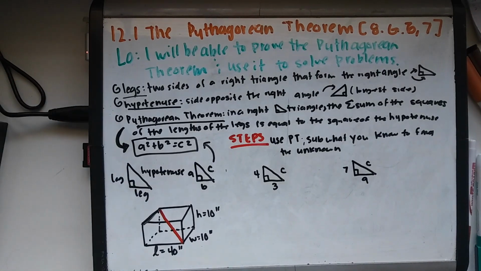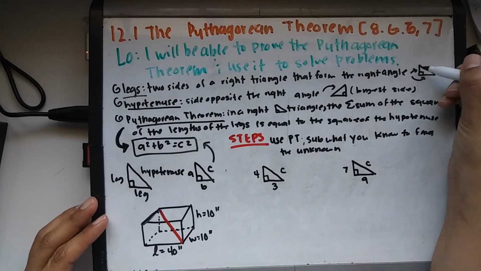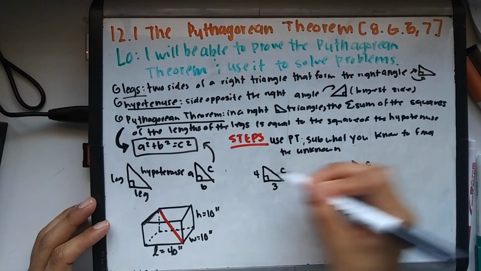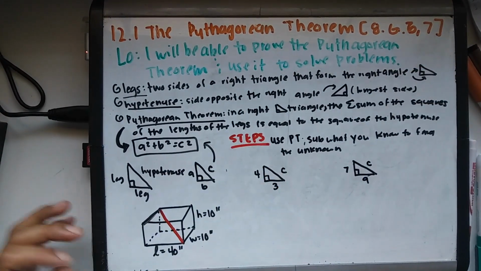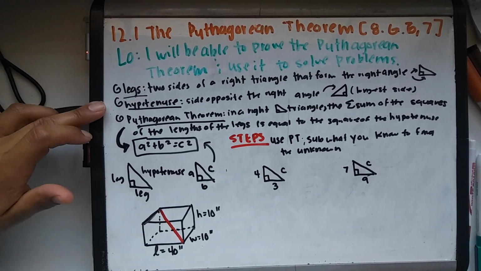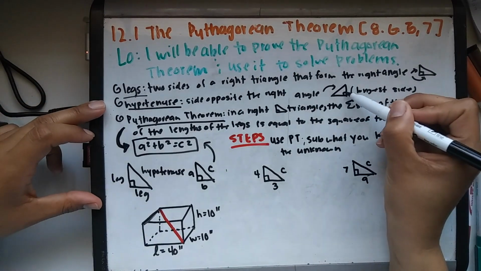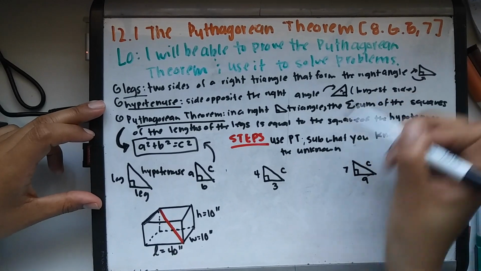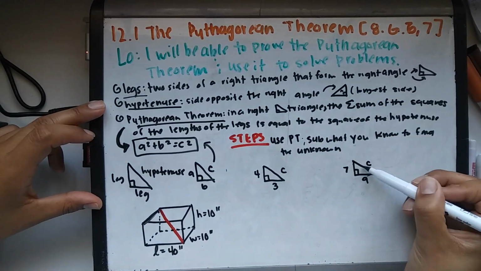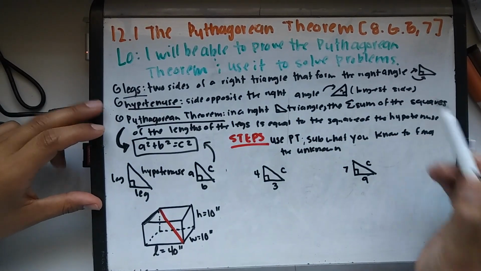The legs are the two sides of a right triangle that form the right angle. So this right here, this right here, those are the legs. The hypotenuse is the side opposite to the right angle. So this is your right angle, and the hypotenuse is always opposite to it. So this right here, and it's always the longest side in the right triangle.